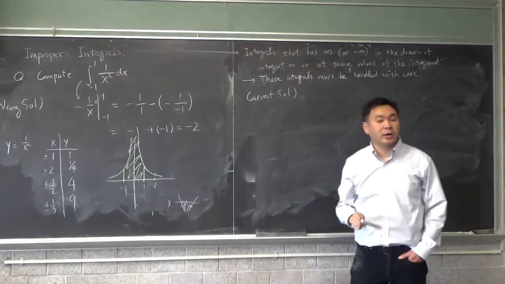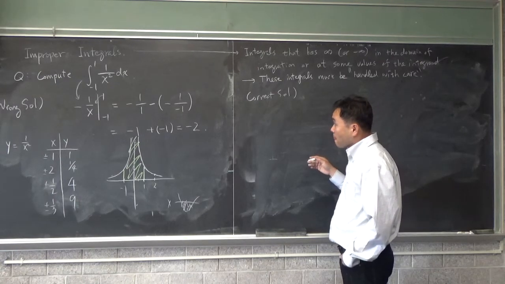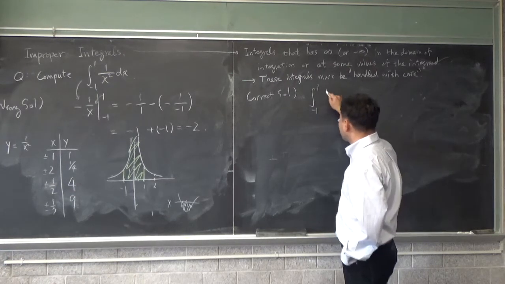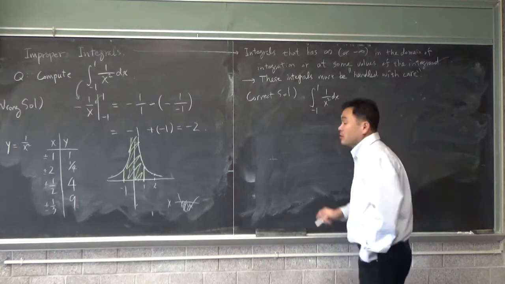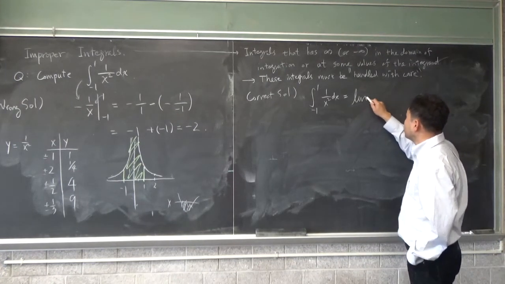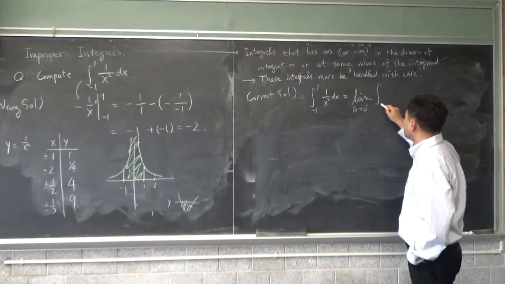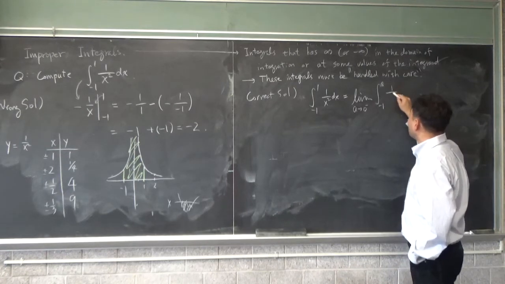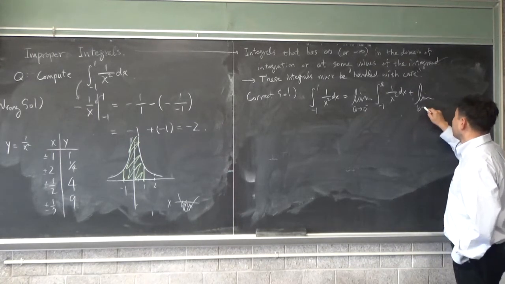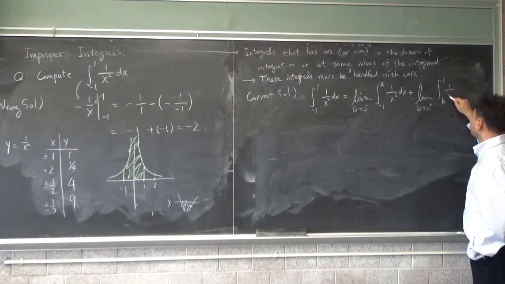And it works like this. You have the integral from -1 to 1 of 1 over x squared dx. And you rewrite this as the limit of two things. Limit, first, of a going to 0 minus of the integral from -1 to a of 1 over x squared dx, plus the limit of b going to 0 plus of the integral from b to 1 of 1 over x squared dx.